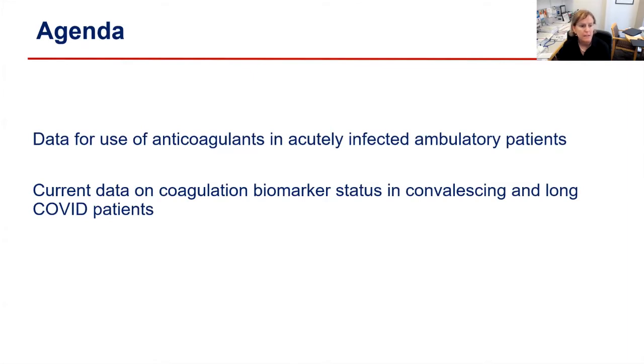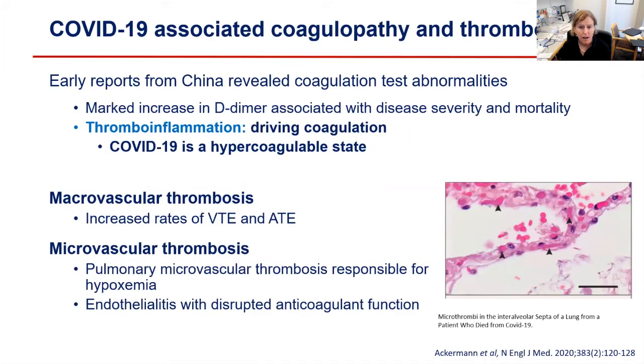I'm going to review data for use of anticoagulants in acutely infected COVID-19 ambulatory patients. And I'm going to review what current data we have on coagulation biomarker status in both convalescing and long COVID patients. Most of this data have just become available actually in the last few months. I have used this slide since the spring of 2020, when we first became aware that COVID-19 was associated with a coagulopathy and thrombosis.